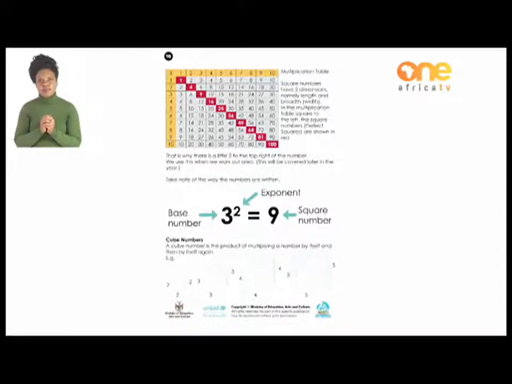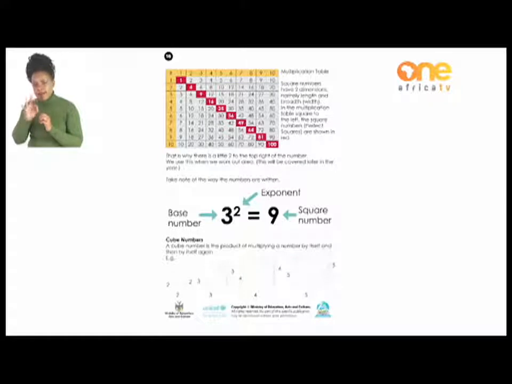Reading below, that is why there is a little 2 to the top right of the number. We use this when we work out the area. This will be covered later in the year, so it's another topic. Take note of the way the numbers are written. We have 3 squared, that gives you 9. So the base number there is 3, the exponent or the power is 2, and the square number is 9, or we can also say 9 is a product.